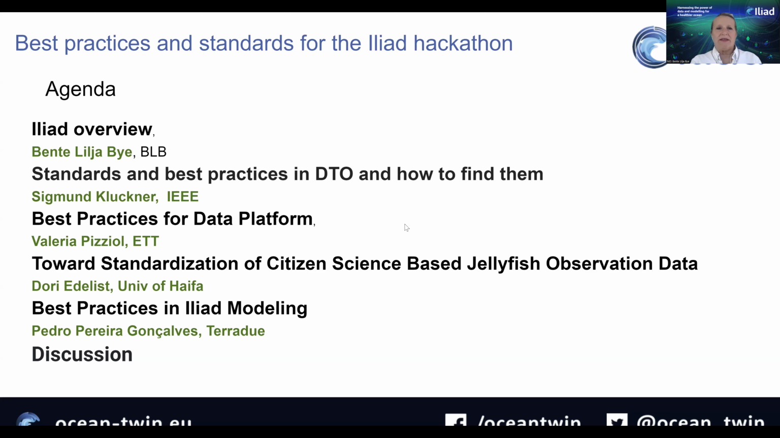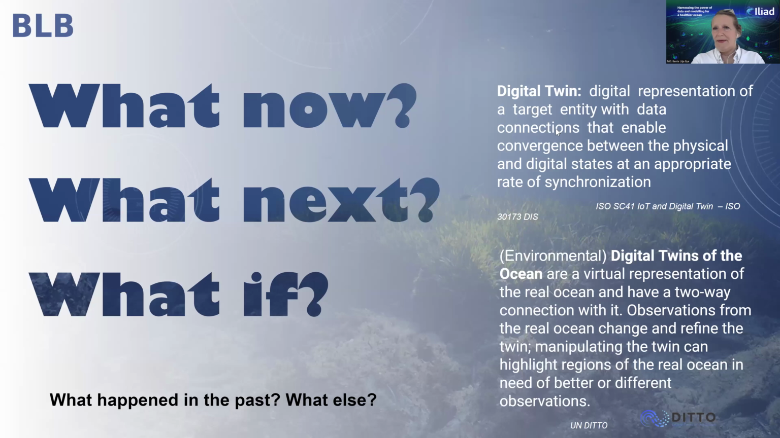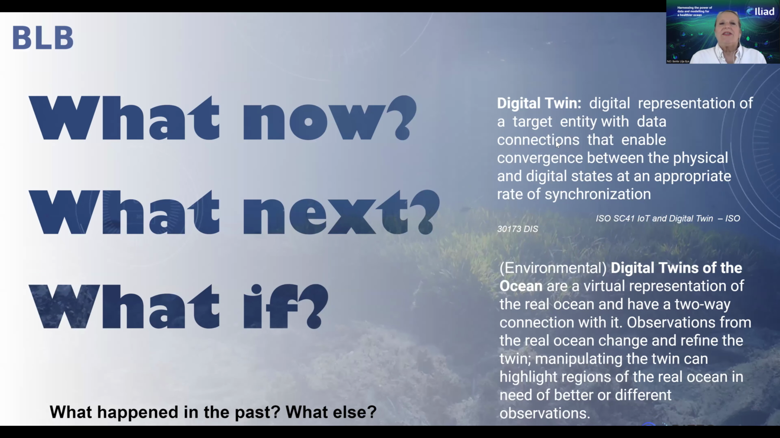So I dive directly into the presentations of Iliad. So we start with what is a digital twin. What do we mean by digital twin? It's about what now, what next, and what if. So it's a complex way of seeing, or a time varying way of seeing, a digital twin of the ocean. So a digital presentation of a reality.